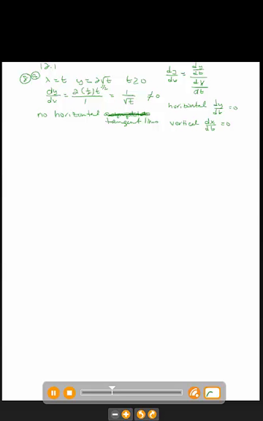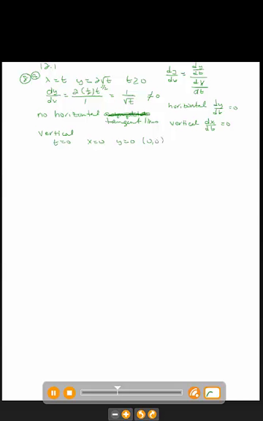So now for the verticals, when will this happen? The vertical tangent happens when the denominator is 0, and that happens when t is 0. If t is 0, the x would be 0, and so would the y. So it's going to happen at the point 0, 0.